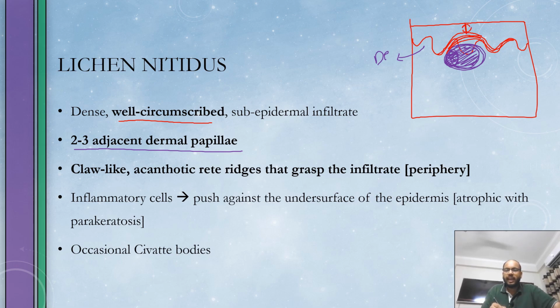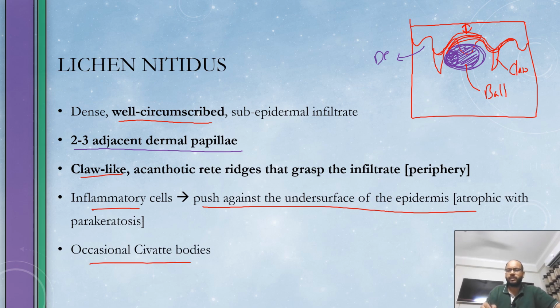Whenever there's flattening of the epidermis in Lichen nitidus, it will look like a claw which is clutching a ball. So the infiltrate is the ball, the rete ridges are the claw, and that is why it is known as a claw clutching morphology or a claw-like morphology, and that is the histopathological feature in Lichen nitidus. The inflammatory cells push against the undersurface of the epidermis, which becomes atrophic with parakeratosis. You have scaling, and the civatte bodies are occasional.